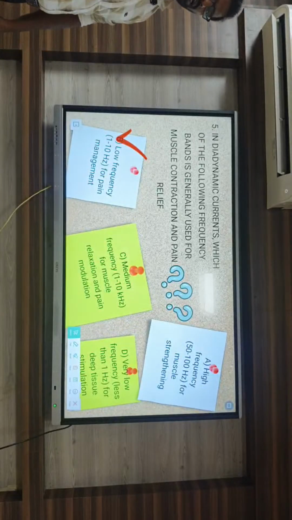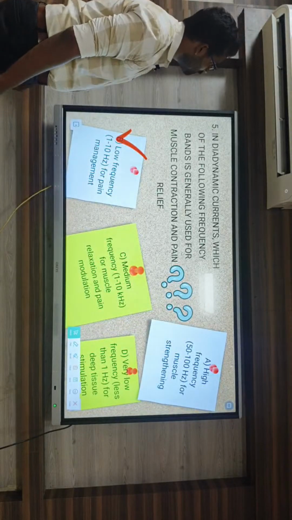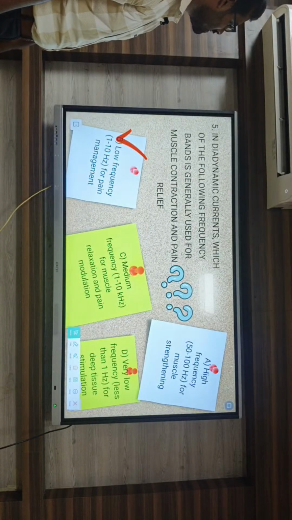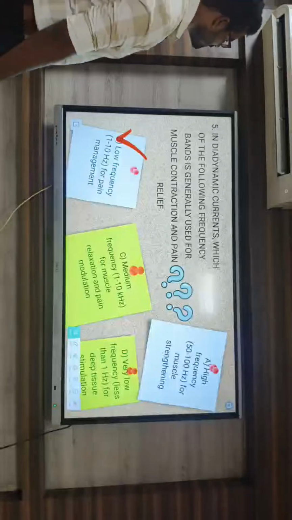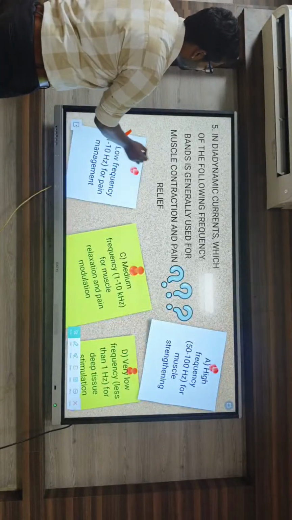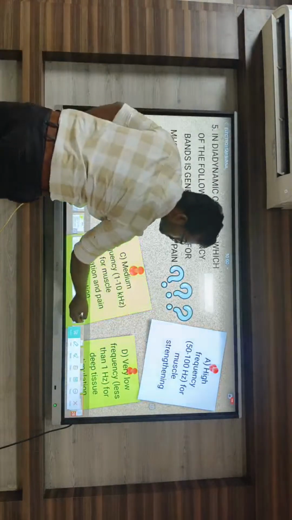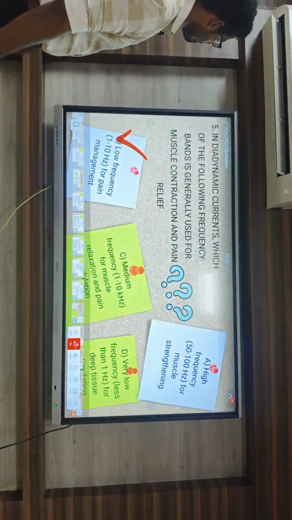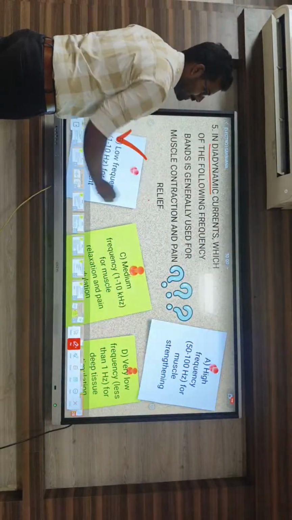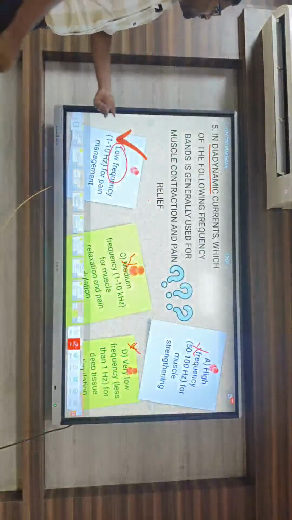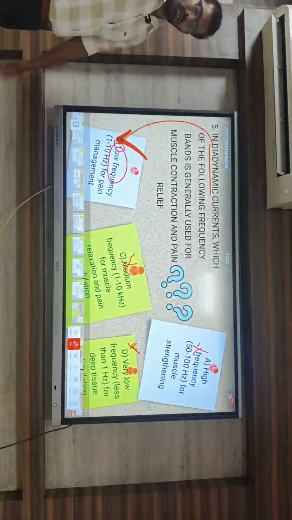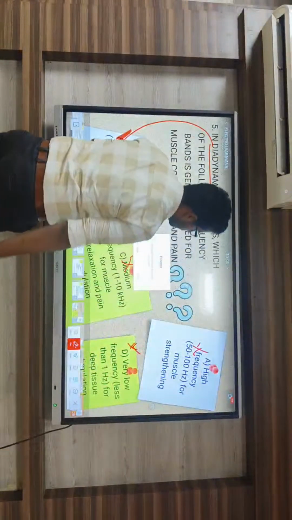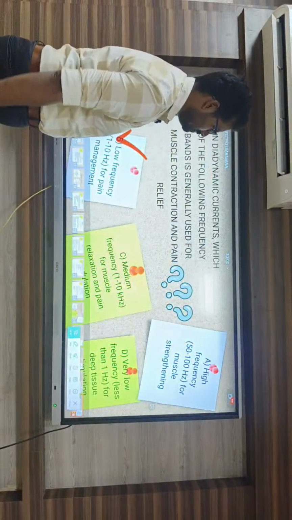Next one, in diadynamic current, which of the following frequency bands generally used for the muscle contraction and pain relief? So muscle contraction and pain relief அப்படினு பார்த்தோம்னா so simple answer என்ன அப்படினு பார்த்தோம்னா, so diadynamic current அப்படினு கொடுத்தது என்ன அப்படினு பார்த்தோம்னா diadynamic currents one of the low frequency modality. So based on that we'll choose the options here.